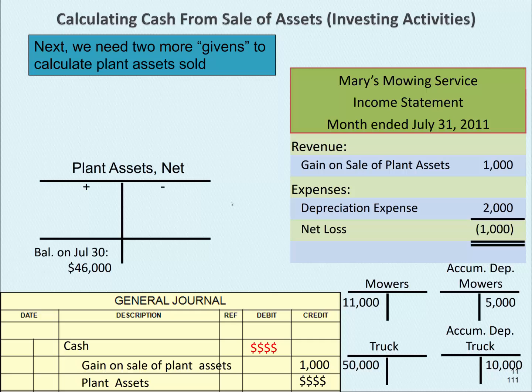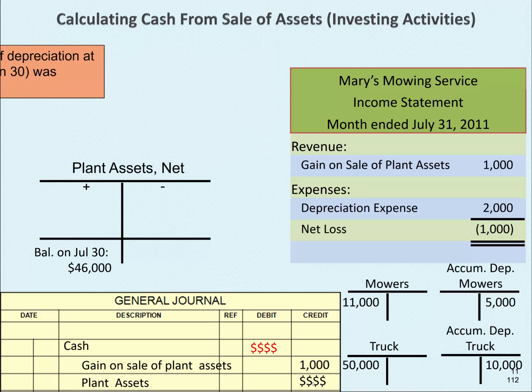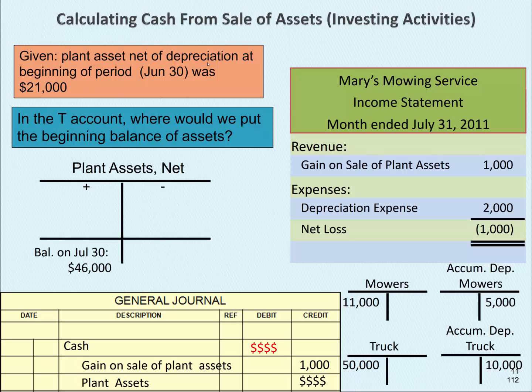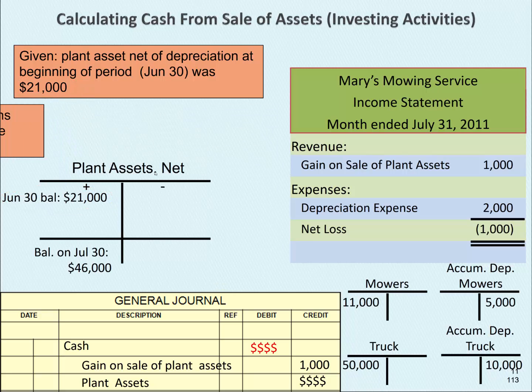Next, we need a few more points of data to be able to calculate the plant assets sold. Remember, this T account, this credit down here of the plant assets, that represents the plant assets being sold. So here is some more information that we need. Plant asset net of depreciation at the beginning of the period was $21,000. So in this T account, where would we put the 21,000 beginning balance? We would put it on the top left. So we have our beginning balance.